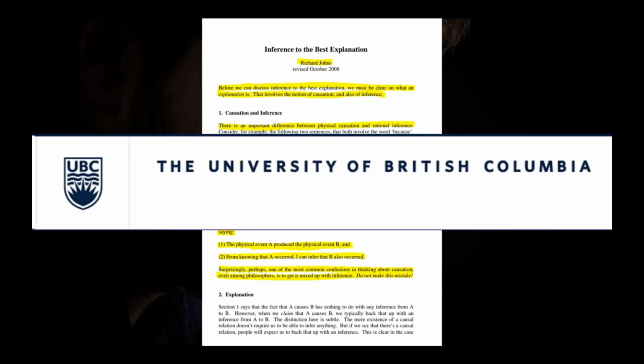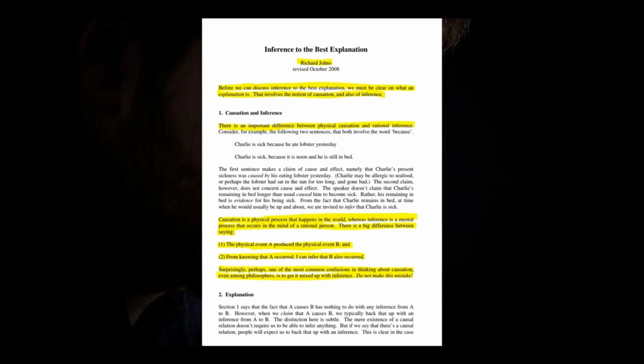We need a quick position with regards to what is inferred cause. From the University of British Columbia, Richard Johns writes, "Before we can discuss inference to the best explanation, we must be clear on what an explanation is. That involves the notion of causation and also of inference. There is an important difference between physical causation and rational inference." Tim Osman calls this logic and reason.